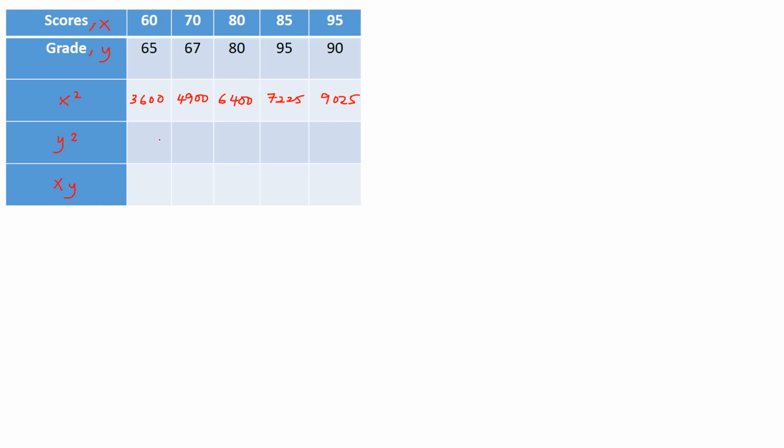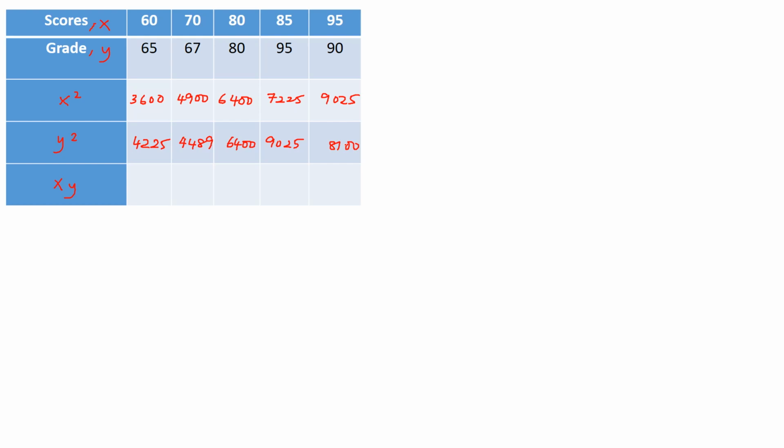And next row, you have to find y squared. So for the first data, y is 65. 65 squared is 4225. 67 squared is 4489. 80 squared is 6400. 95 squared is 9025, and 90 squared is 8100.